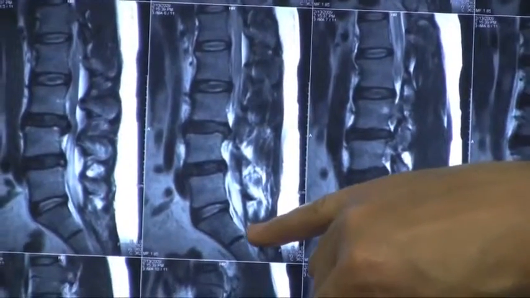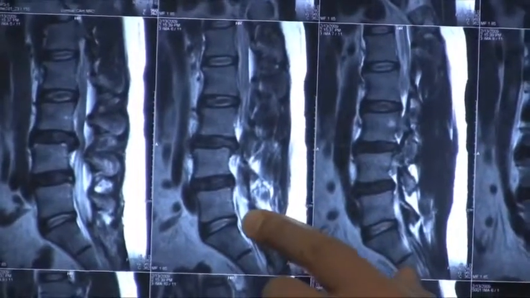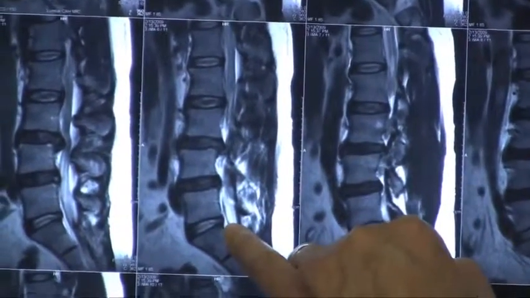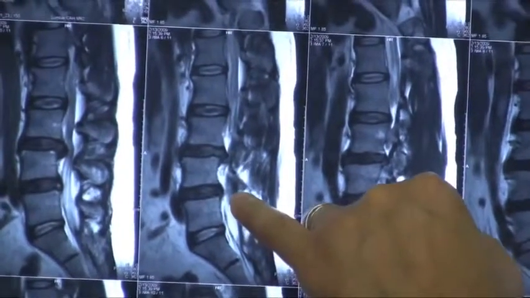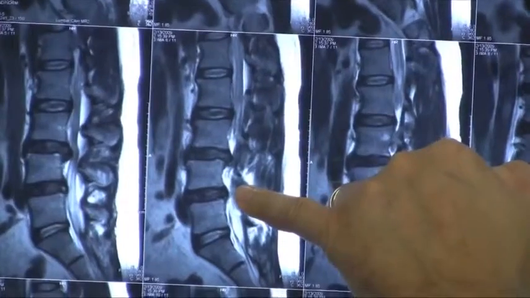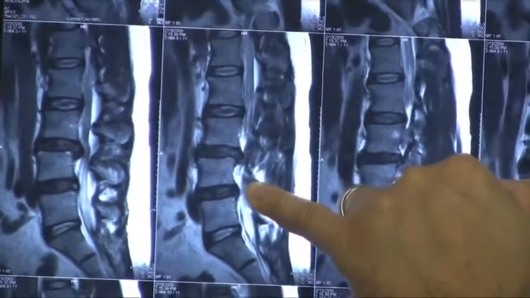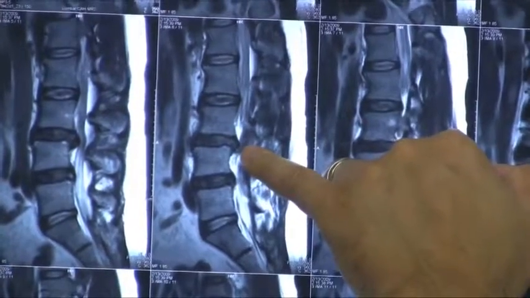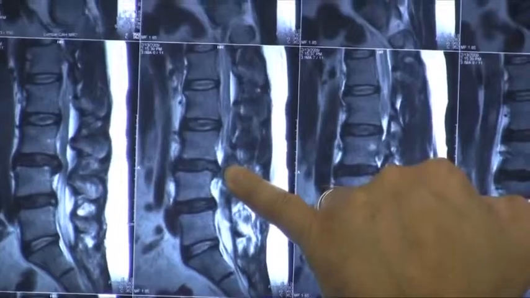But let's also look behind at the back part of the disc. You'll notice that the fibers of this disc are in continuity from the end of one vertebra to the vertebra above. This one seems to stick out a little bit. This is a bulge or herniation. The one above that is sticking out considerably, so that's a pretty good sized herniation.